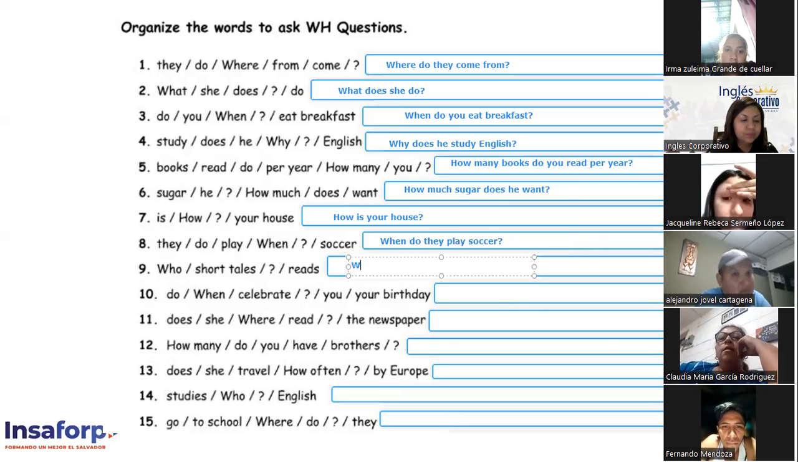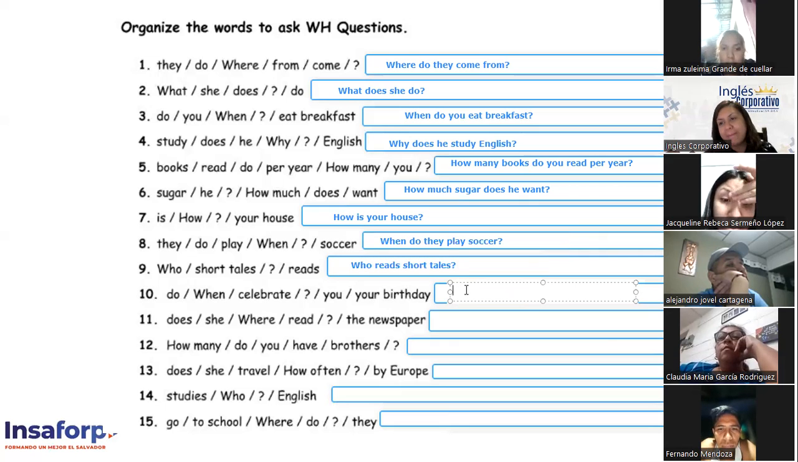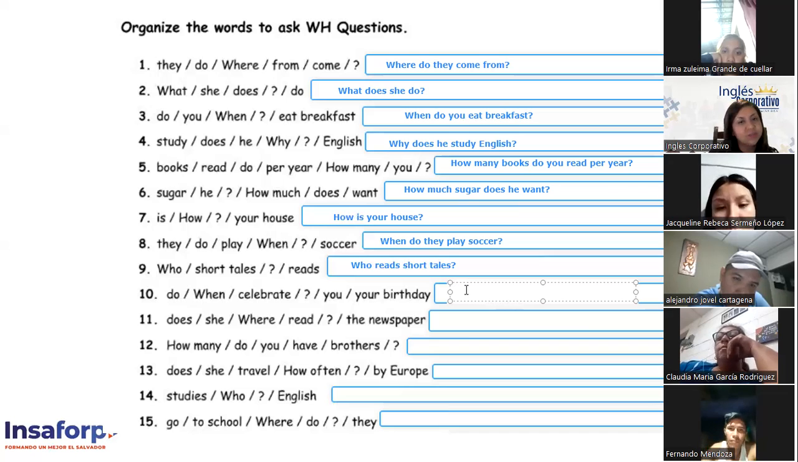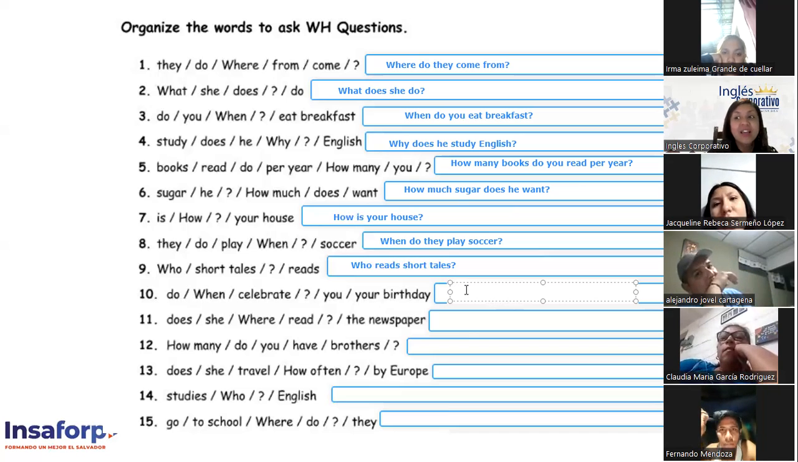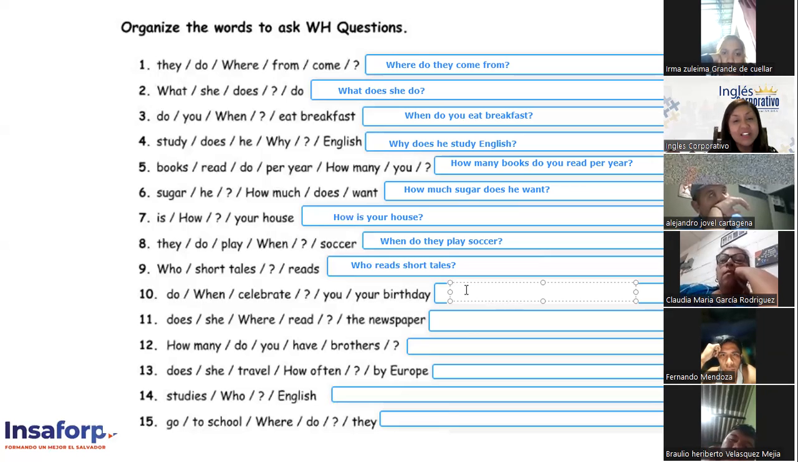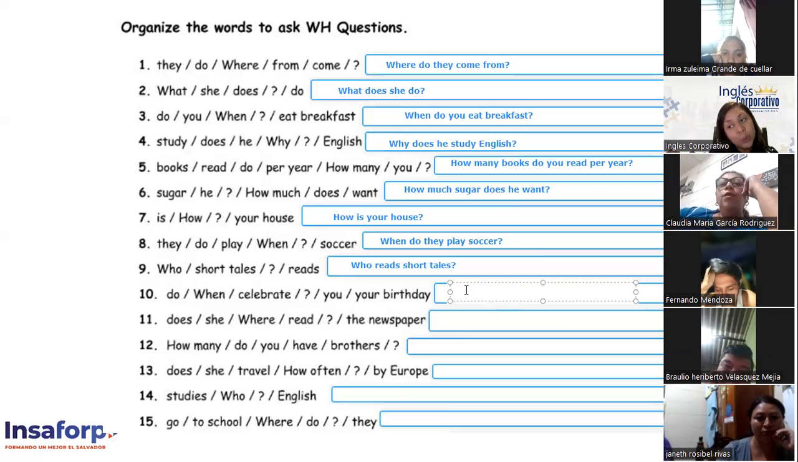Who reads short things? Yes. Si se fijan en esa pregunta, no hay auxiliar. ¿Por qué? No hay sujeto. ¿Por qué? Why? Who is the question. Because we want who is, I don't know. The subject, the doer. We don't know the subject. No sabemos quién es el sujeto, quién hace la acción. Entonces, queremos saber quién. Es como implícita. Por eso queremos saber quién. Who reads short tales? ¿Quién lee cuentos cortos? Entonces, who no lleva auxiliar y el verbo va en tercera persona. Who reads short tales?